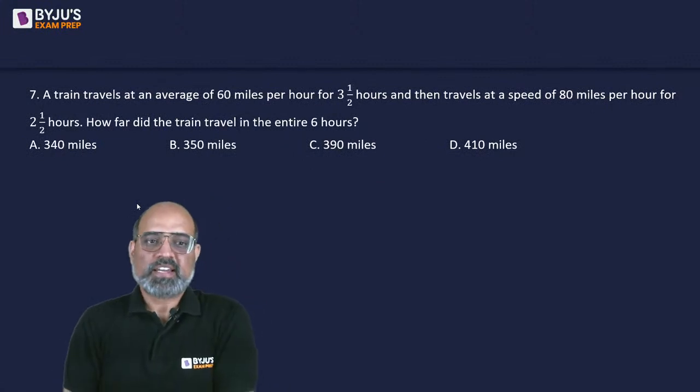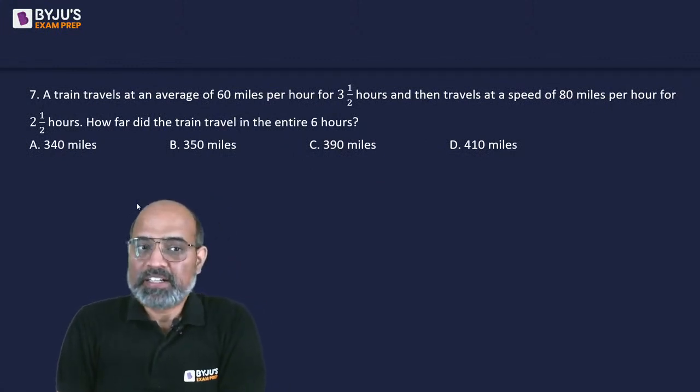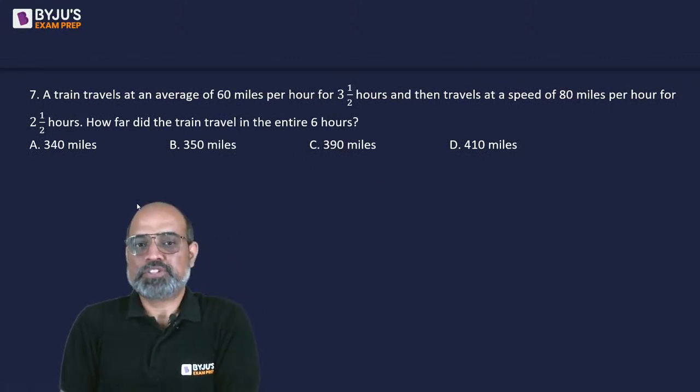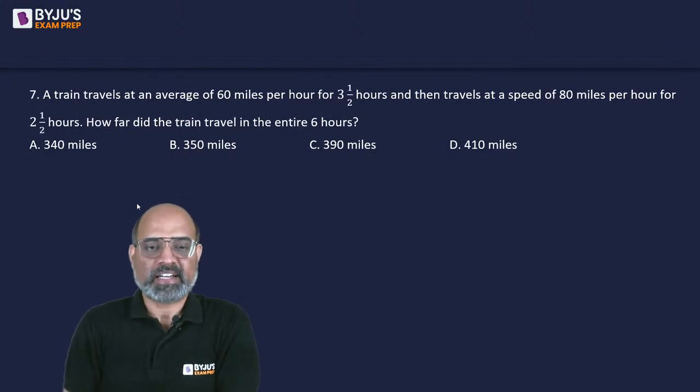Okay, next. A train travels at an average speed of 60 miles per hour for 3.5 hours and then travels at a speed of 80 miles per hour for 2.5 hours. How far did the train travel in the entire 6 hours?